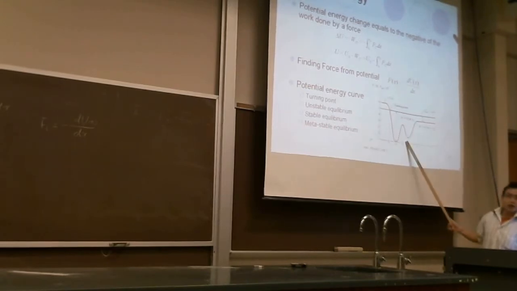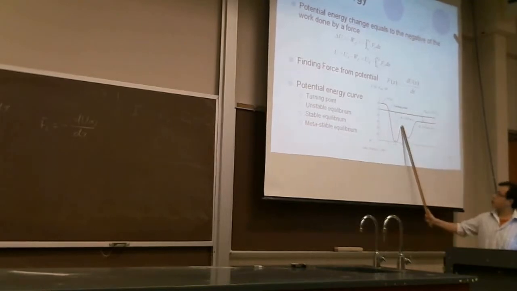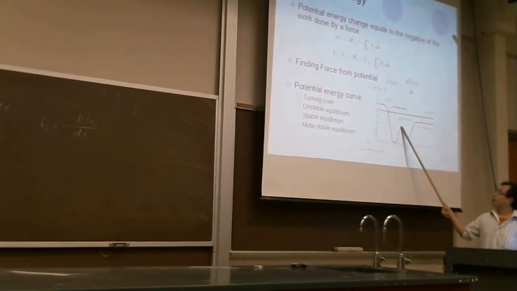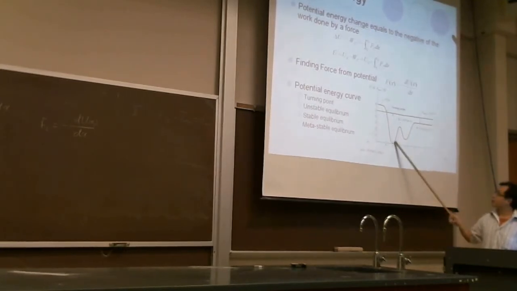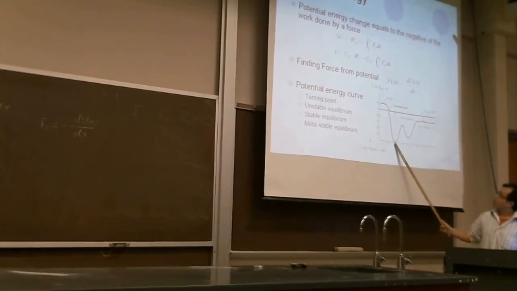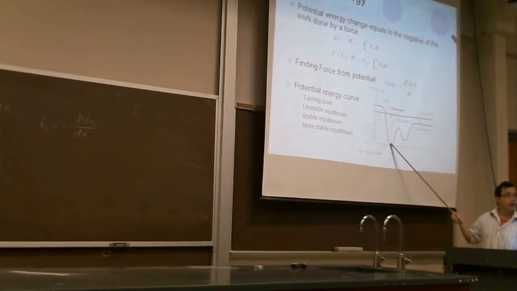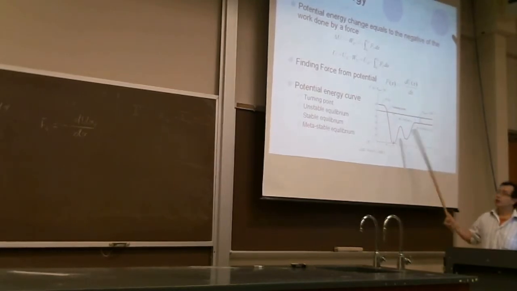So they are all equilibrium, but we have different kinds of equilibrium. This one, of course, is unstable equilibrium. Okay. The object cannot be stable there. It will go either this way or this way. This one is, of course, the stable equilibrium. Okay, if the object is located here, it can stay stable there.